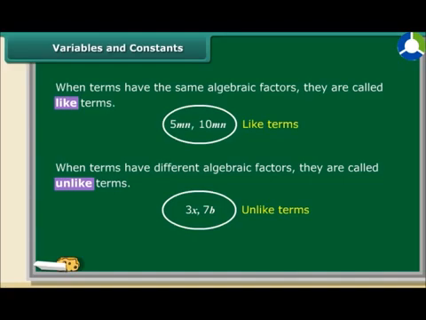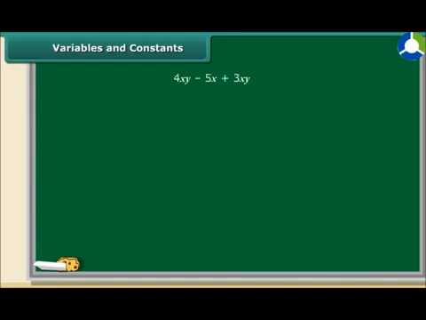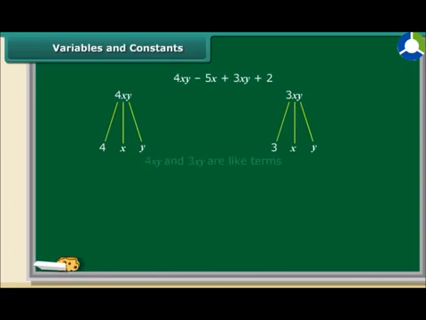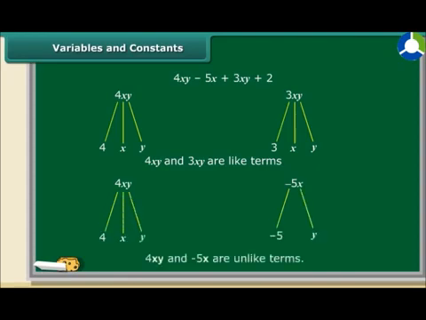We have an expression 4xy minus 5x plus 3xy plus 2. Now, look at the terms 4xy and 3xy. The factors of 4xy are 4, x, and y. Likewise, the factors of 3xy are 3, x, and y. So both the terms have the same algebraic factors, which means 4xy and 3xy are like terms. On the other hand, the terms 4xy and minus 5x have different algebraic factors. So, they are unlike terms.